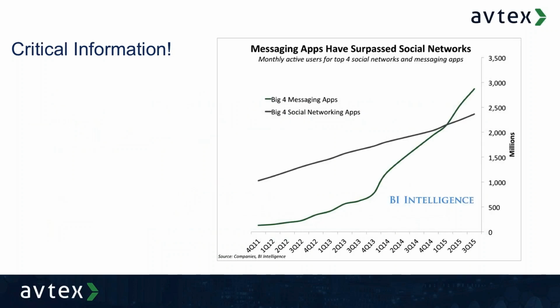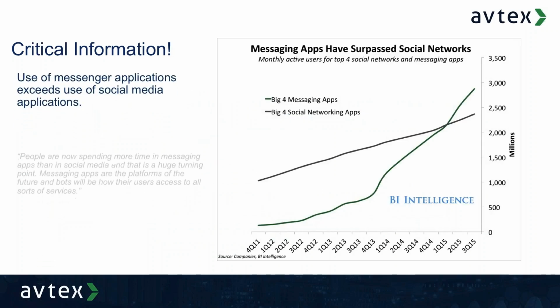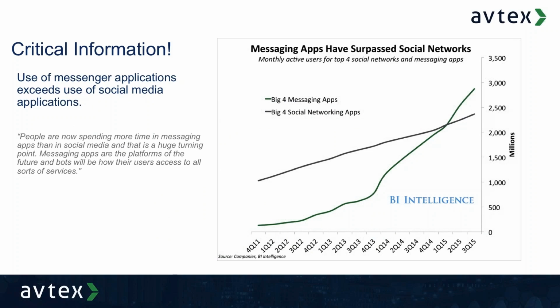All right. I think this one is quite interesting. The fact that use of messaging platforms has now outstripped or exceeded people's use of social networking apps. And this is kind of amazing. Use of messenger applications exceeds the use of social media applications, and that is continuing to be the trend.